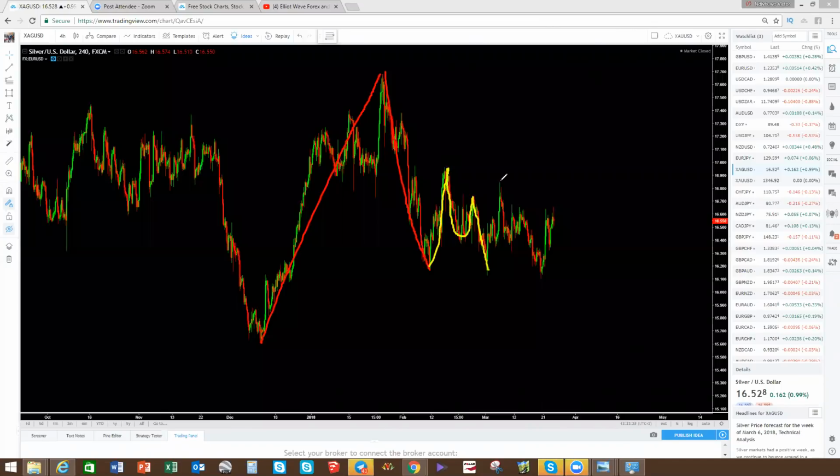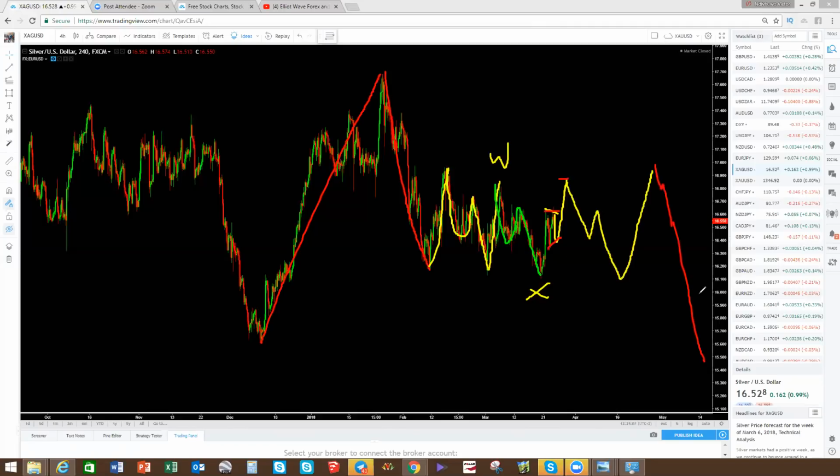1, 2, 3. That is the first correction. And now it looks like it's giving us this one here. 1, 2, 3. So silver will possibly push higher for this one, because this is W, this will be X, and then our Y will possibly be something like this. Which means at some point silver will give us this move. But for now, we're looking for a push higher on silver, similar to what we're looking at on gold.